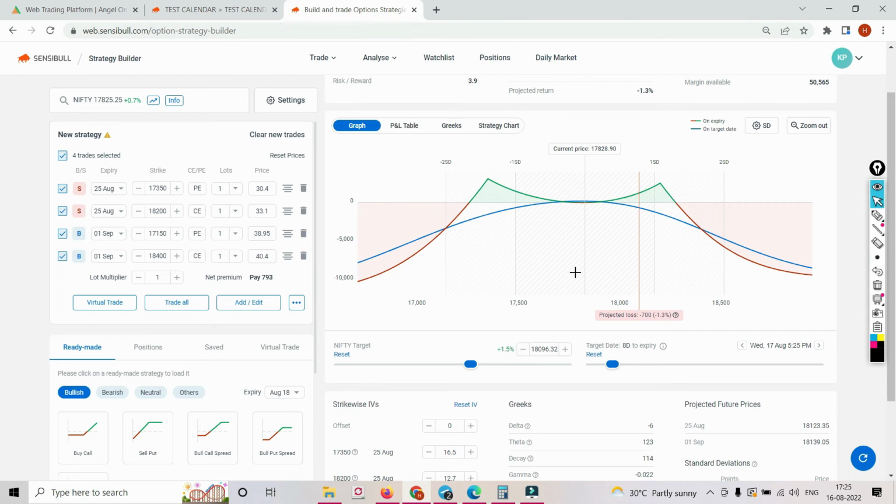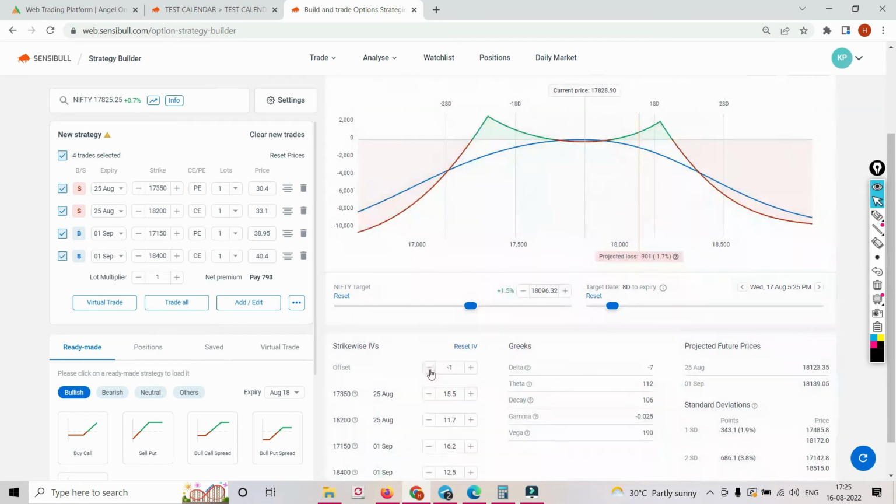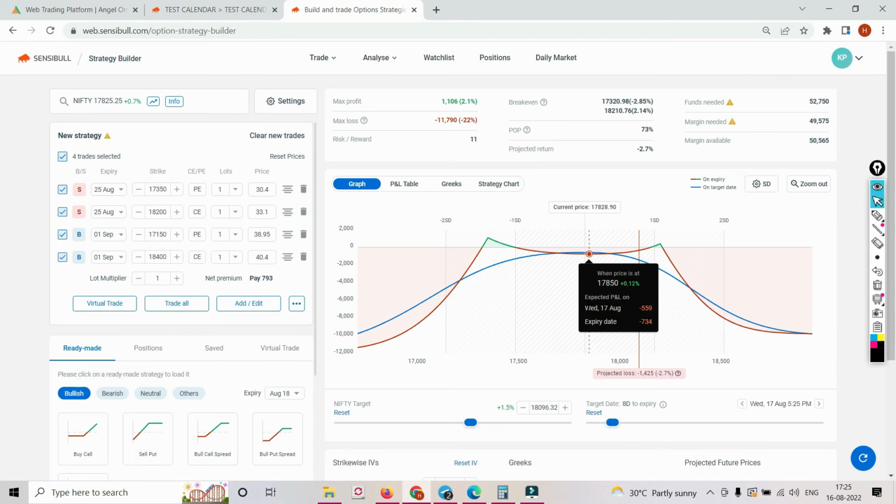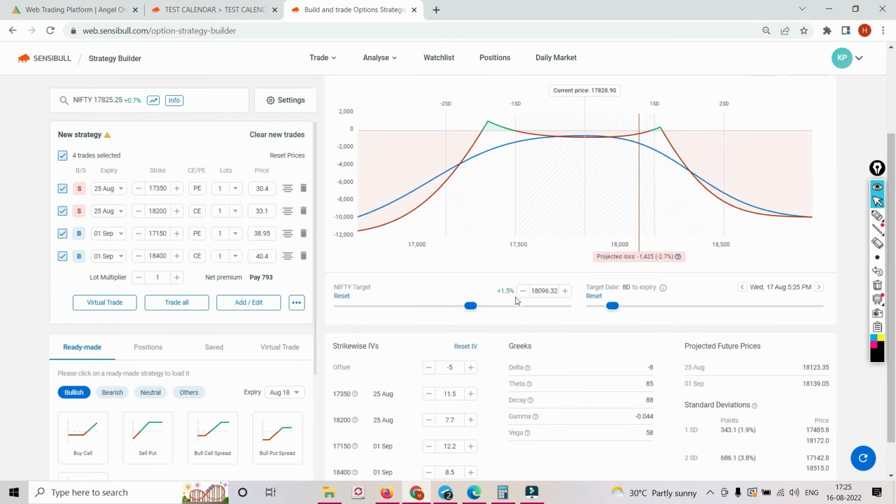What will happen if the market goes up? Obviously your VIX will fall, right? See, this is where you see the loss in this strategy. I'll just take a minus 5% VIX fall. So right away you are into 1425 loss. This is the only threat of the calendar spread. All right, and now I'll do the other way.